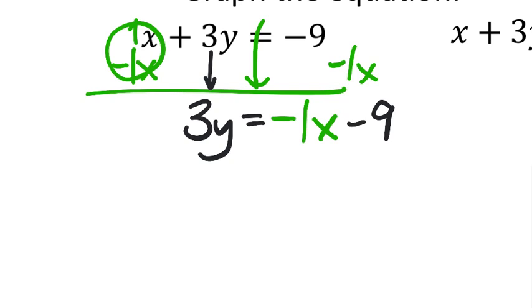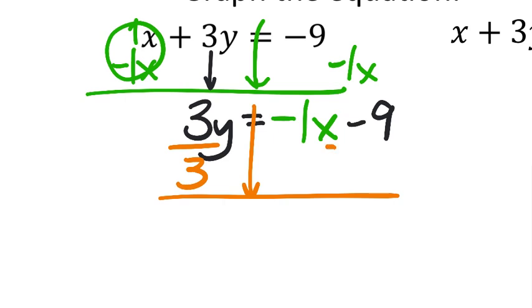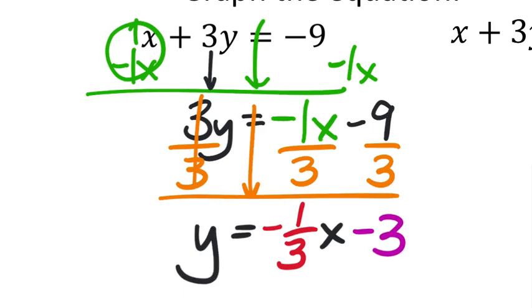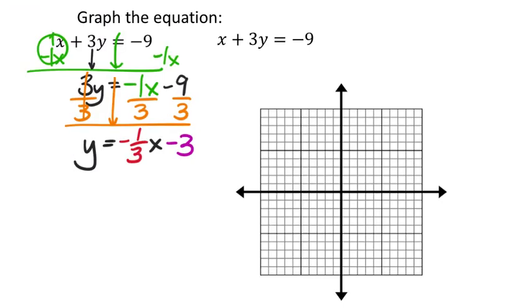Now that we've done that, well, we just need to make the coefficient of y a 1. So to do that, we'll divide all of the terms by the coefficient of y, which is 3. 3 divided by 3 is 1, which makes that just a y, which equals then negative 1 divided by 3, that's our slope, negative 1/3. And the y-intercept, negative 9 divided by 3, I guess we see another negative 3 right there, that's no problem. Okay, so we now have that equation, y equals negative 1/3 x minus 3. Well, that gives us the slope and y-intercept.